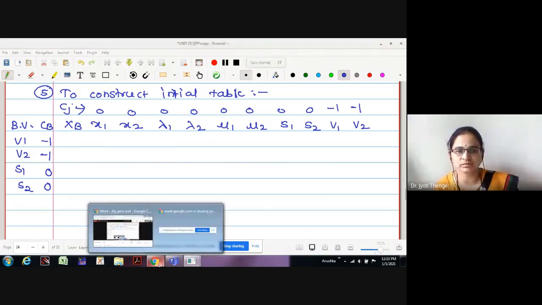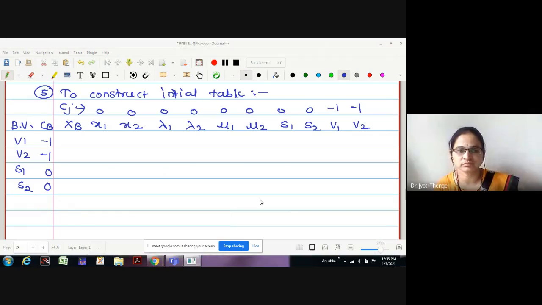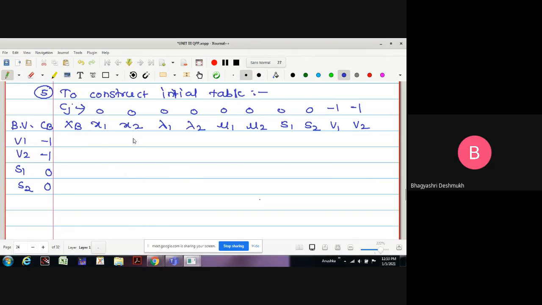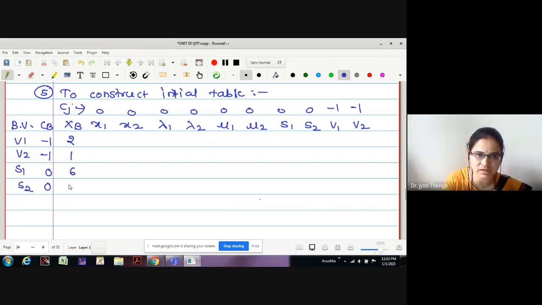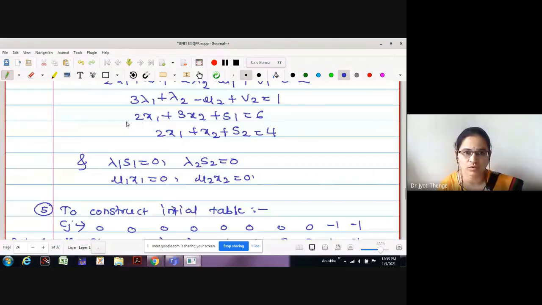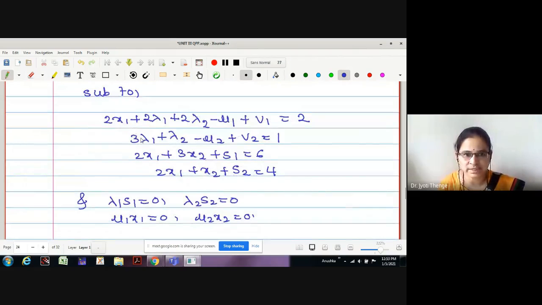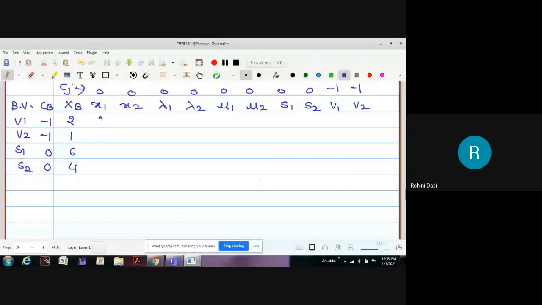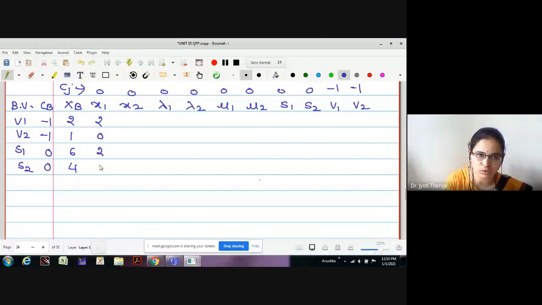What is the XB value? XB value is 2, 1, 6, 4. Let me write the columns now. Column for x1 is 2, 0, 2, 2. For the remaining, x2 is 0, 0, 3, 1.